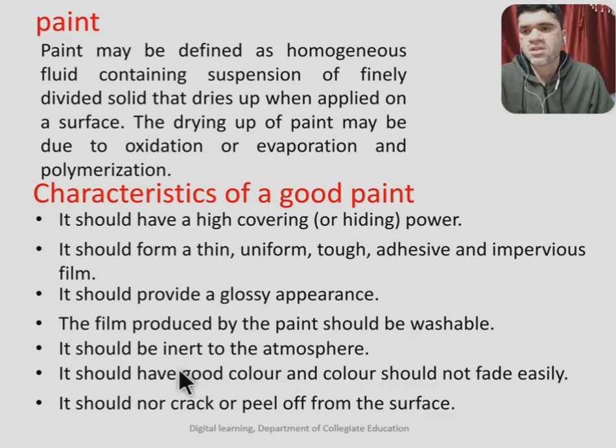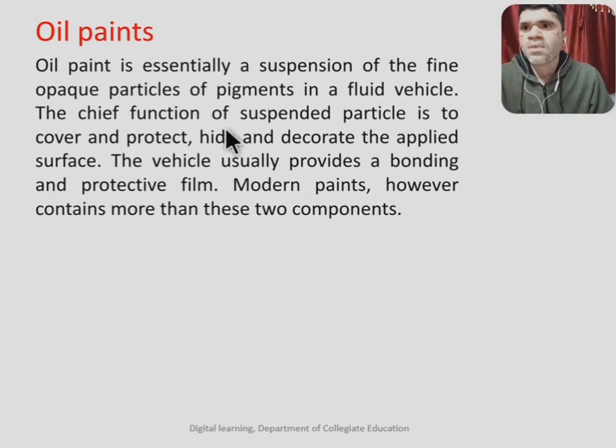So the paint should not crack or peel off from the surface. These are the characteristics of a good paint. Next we will move to oil paints. Oil paint is essentially a suspension of fine opaque particles of pigments in a fluid vehicle.